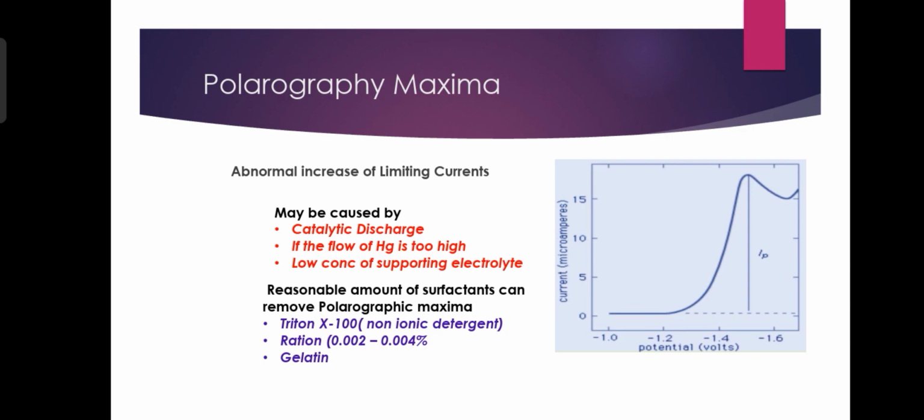And next is polarography maxima. The limiting current is parallel with the potential difference, but sometimes an abnormal increase occurs in the limiting current. It may be caused by catalytic discharge if the flow of mercury is too high, or by a low concentration of supporting electrolyte, which may give rise to polarography maxima. It can be removed by using a surfactant, such as Triton X-100, resin, gelatin, etc.